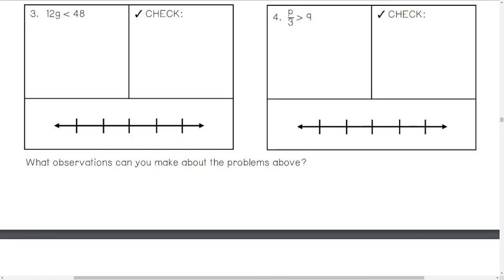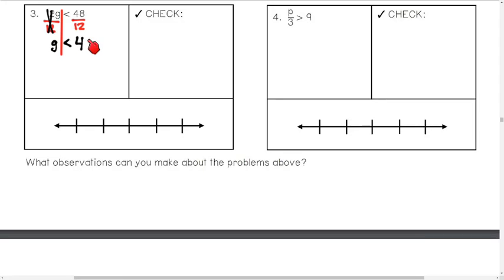Number 3. If I go through this problem, you'll notice that this has a number next to a letter. That means multiplication anytime you see a number next to a letter. So I go ahead and keep it organized. The opposite of multiplication would be division, so I'm going to divide by that number, which is 12. And then I'm going to go ahead and divide the other side by 12. And when I do that, the 12's cancel. They'll actually make 1. And then 1 times g is just g. And that's going to be g is less than 48 divided by 12, which is 4.